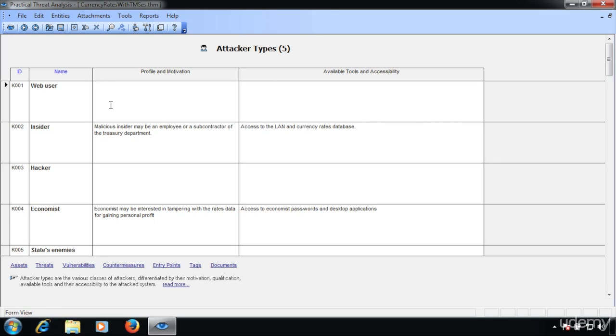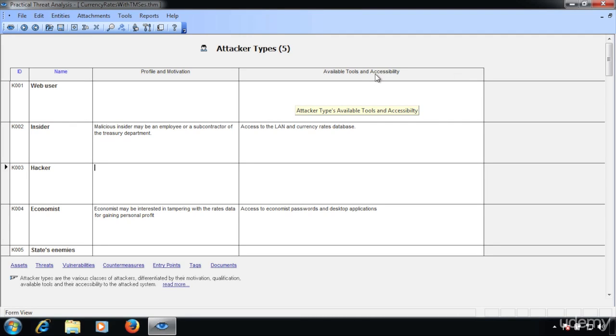Now we see that profile and motivation are not filled in these fields. Of course, I would prefer, and your managers would prefer, to have these filled, but motivation for the web user might be a mistake. Now you can fill it here. It might be by mistake causing some issue, or intentional because he wants some money or he wants to harm your company and so on. That might be the motivation. Motivation for the hacker may be being paid by your competitor, or some other reason.